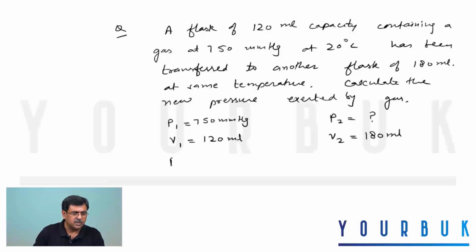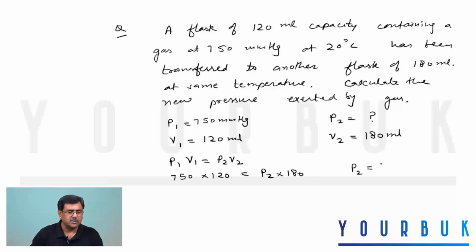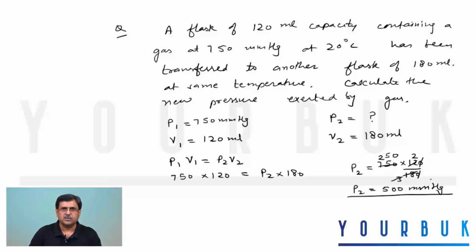So we apply Boyle's law that P1 V1 is equal to P2 V2, and we can write 750 into 120 is equal to P2 into 180. So we can calculate now the final pressure. This is 750 into 120 upon 180. So the final pressure the gas will exert is equal to 500 millimeters of mercury. So when the volume is increased to 180 ml, pressure is reduced to 500 mm mercury from 750 mm mercury.